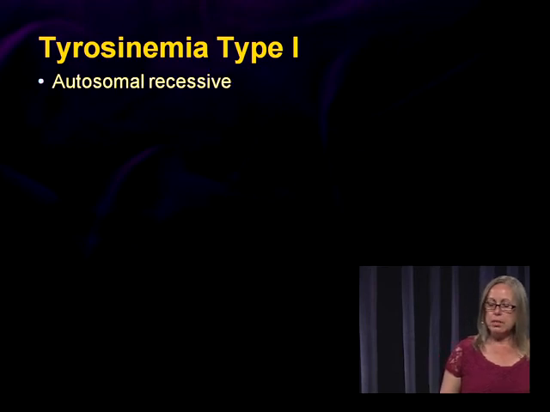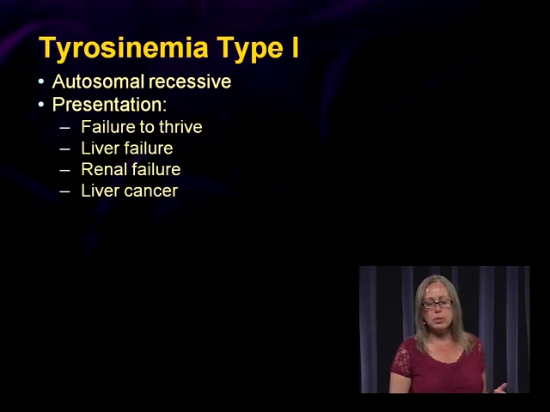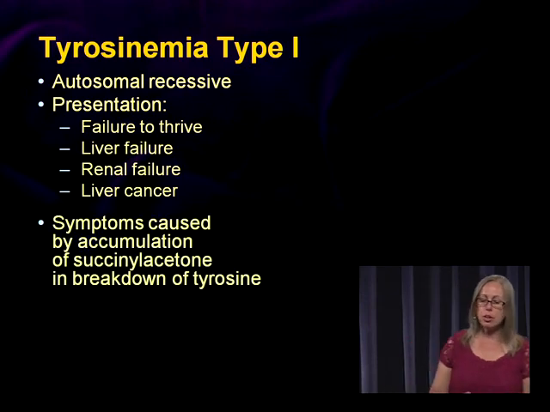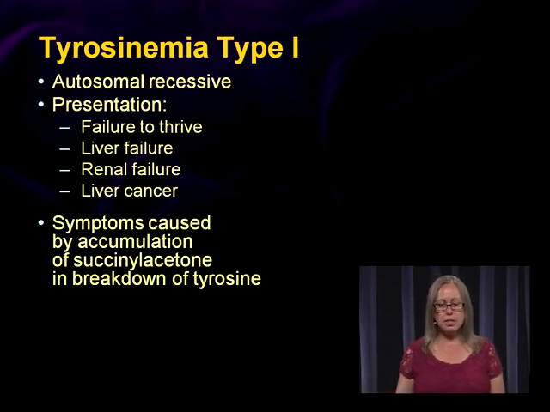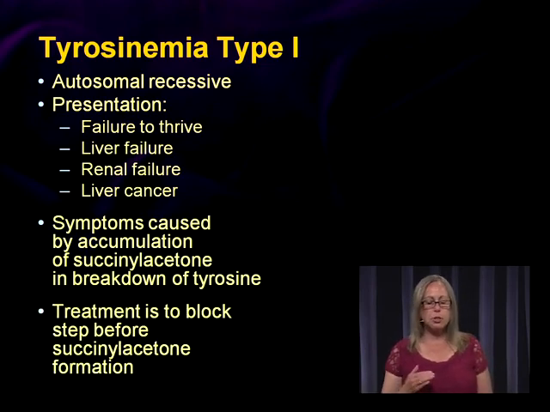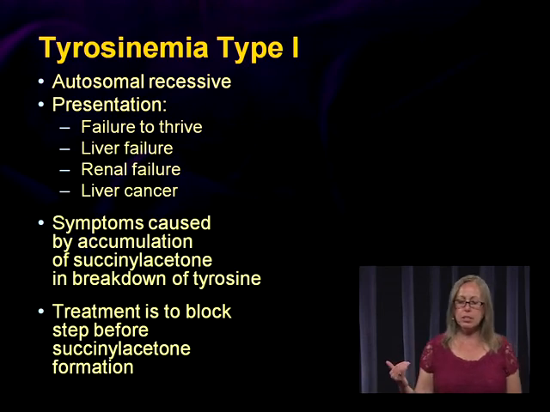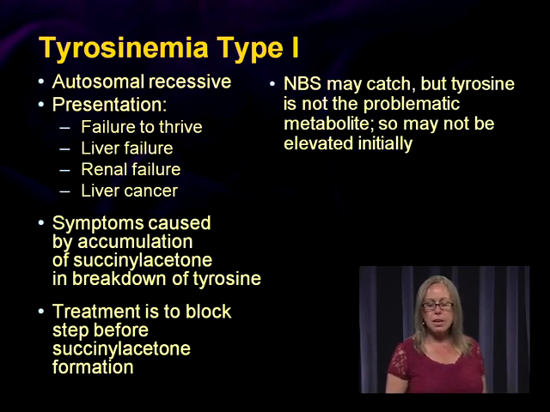Tyrosinemia type 1 is also autosomal recessive, and it presents with failure to thrive, liver failure, renal failure, and eventually liver cancer. The symptoms are caused by accumulation of succinylacetone, which is one of the byproducts when you're starting to break down tyrosine. So the treatment is to block the step before the succinylacetone is formed. You may not catch this on newborn screening, but tyrosine is not the problematic metabolite, and so it might not be elevated initially. It's the succinylacetone, and that's the pathognomonic compound for tyrosinemia type 1.